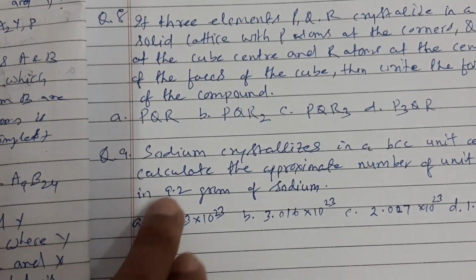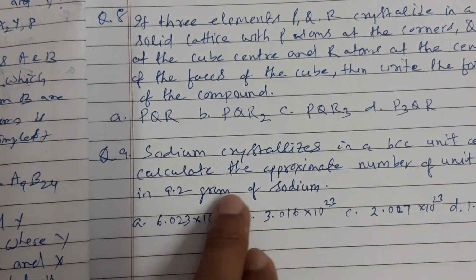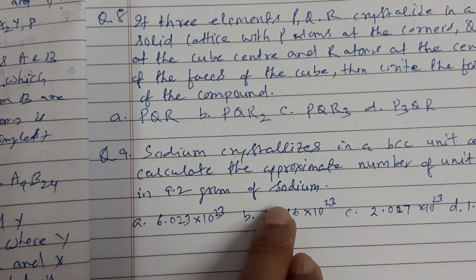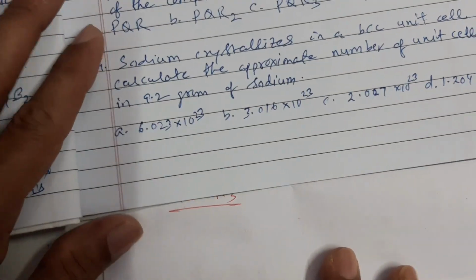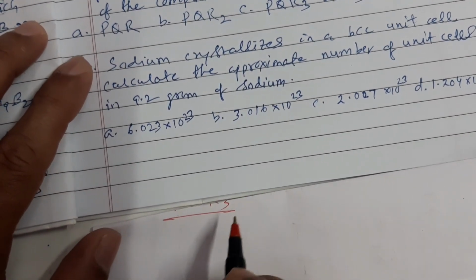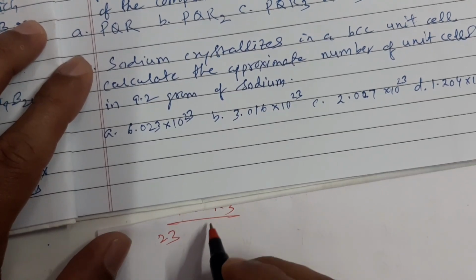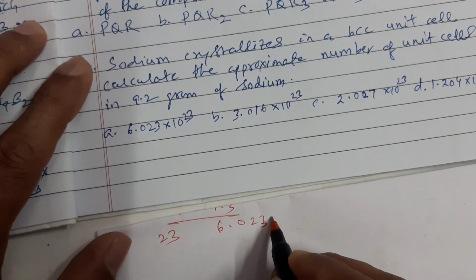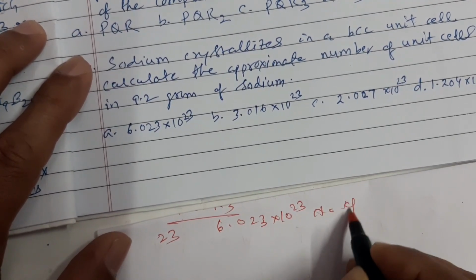Next, sodium crystallizes in a body centered unit cell. Calculate the approximate number of unit cells in 9.2 grams of sodium. This is different, so you have to calculate. The atomic mass of sodium is 23, so 23 grams contains 6.023 into 10 to the 23 atoms.